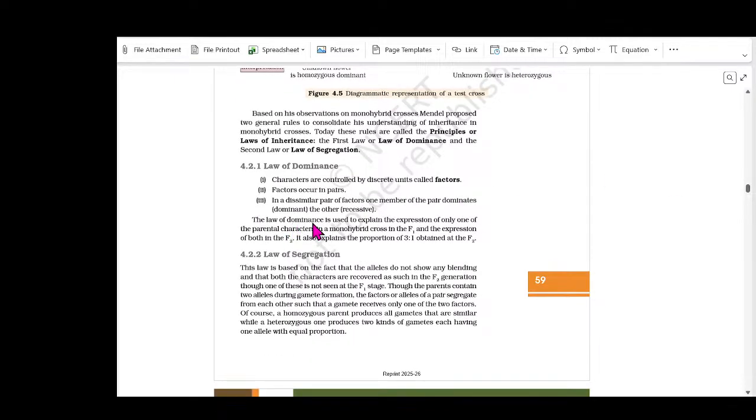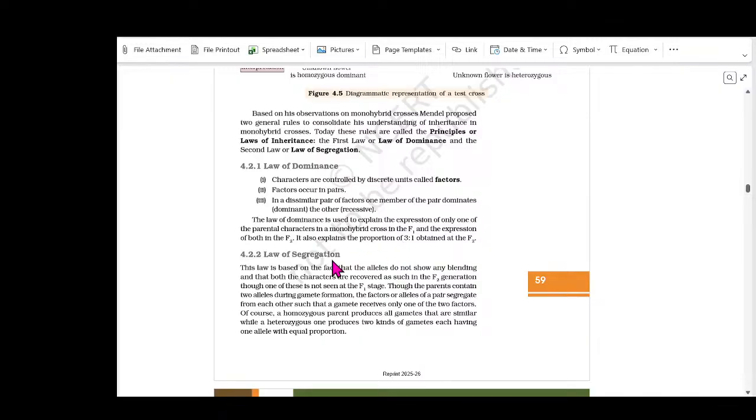The law of dominance is used to explain the expression of only one of the parental characters in a monohybrid cross in the F1 and the expression of both in the F2. It also explains the proportion of 3 to 1 obtained in the F2.